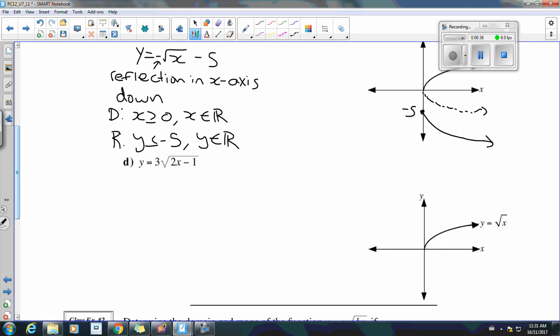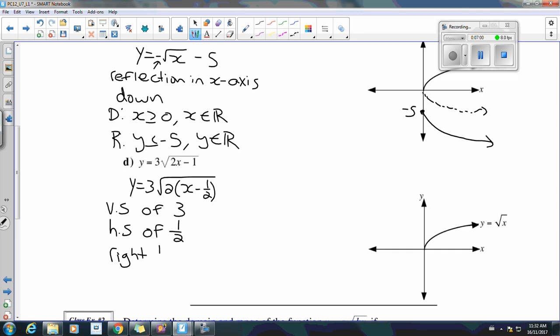So here's the last one. This one we did in class as well. This one's tricky. If we think back to Unit 1, we need to remember to factor out that 2, that horizontal stretch, to tell us how we move. So what's happening here? Well, there's a vertical stretch of 3. There's a horizontal stretch of 1/2. That's where we take the reciprocal. And we also move right 1/2 a unit.